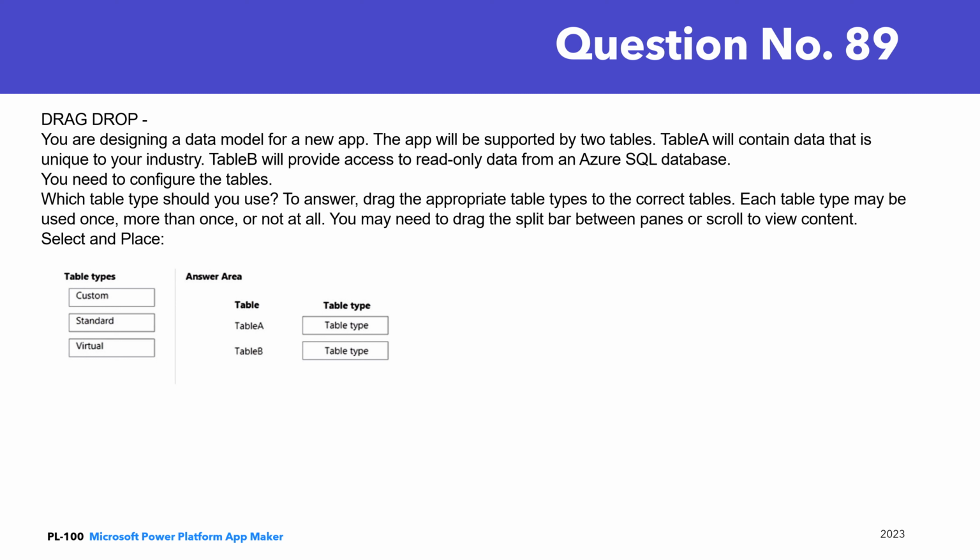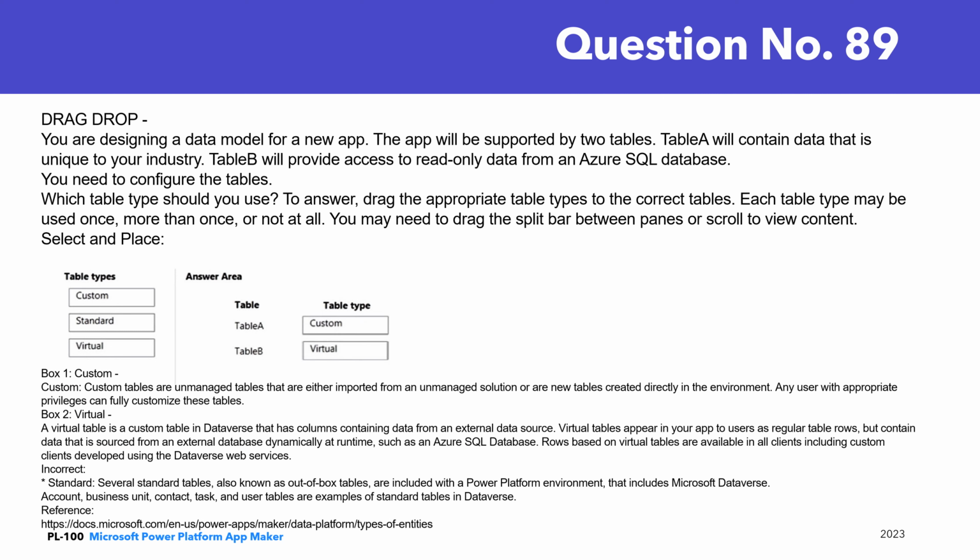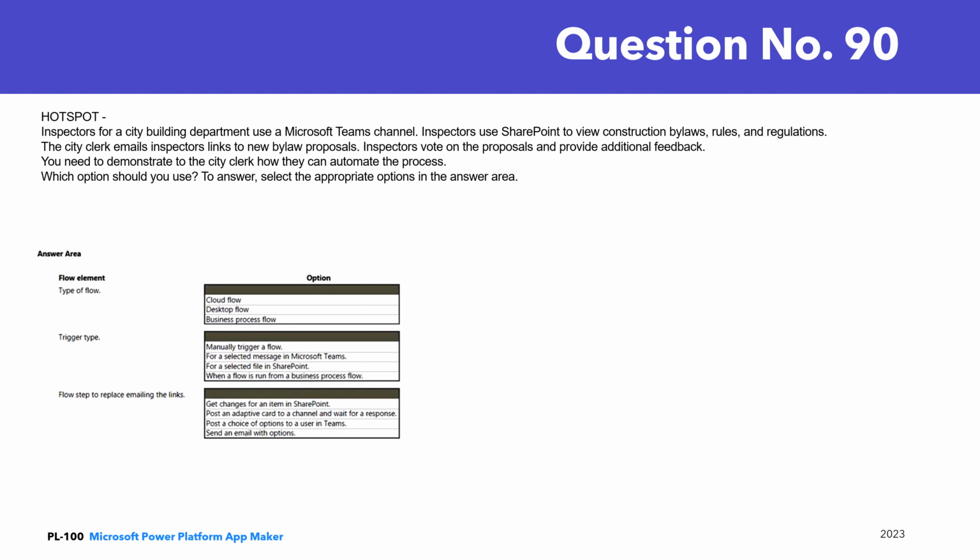To answer, drag the appropriate table types to the correct tables. Each table type may be used once, more than once, or not at all. You may need to drag the split bar between panes or scroll to view content. Select and place. Table A type: custom. Table B type: virtual.